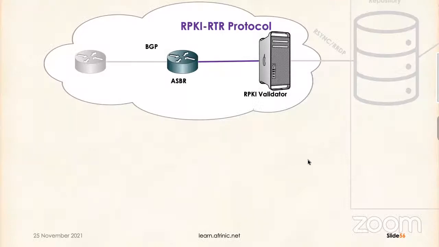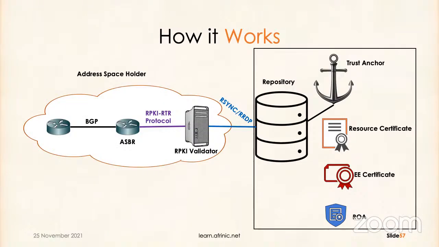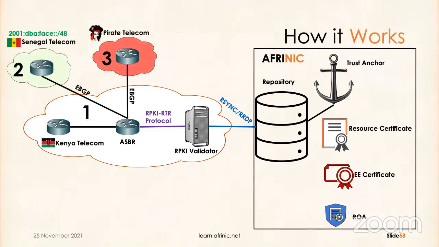So I think we're at the RPKI to Router protocol. Let's look at how it works. The same diagram we started with, we've added a few new actors. You have Pari Telecom and Senegal Telecom, and now Kenya Telecom in this setup. Kenya Telecom is going to be a relying party because they have the RPKI validator. Remember, the validator is relying party software on the server. And Senegal Telecom is an end entity who is trying to attest that they are the only ones allowed to announce that prefix, the green 2001:DBA::/48, from AS2.